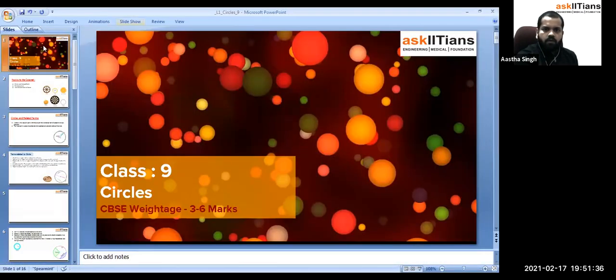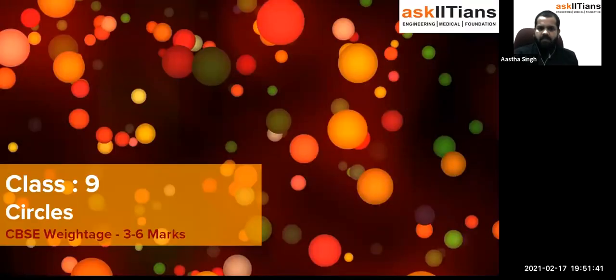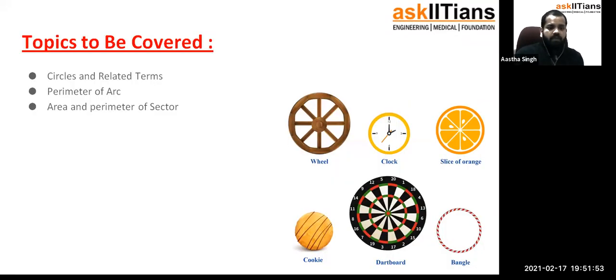Okay, perfect. So we'll study about circle. For your class 9, circles have a weightage of 3 to 6 marks. Your 3 to 6 marks question will be asked in your 9th. So the topics we'll cover today are circles and their related terms, perimeter of an arc, and area and perimeter of a circle. We'll try to do some basic questions on circles. So let us now understand what a circle is and how a circle is formed, and its properties.